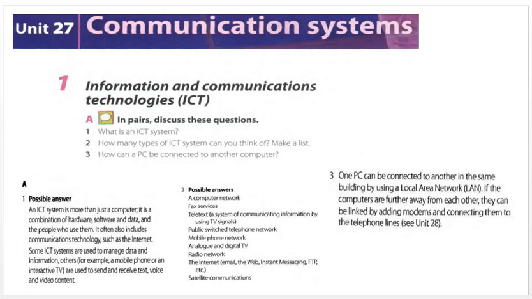And question number 3, how can a PC be connected to another computer? The possible answer for this question is: one PC can be connected to another in the same building by using a local area network or LAN. If the computers are farther away from each other, they can be linked by adding modems and connecting them to telephone lines. You can see unit 28 in your books. Okay.